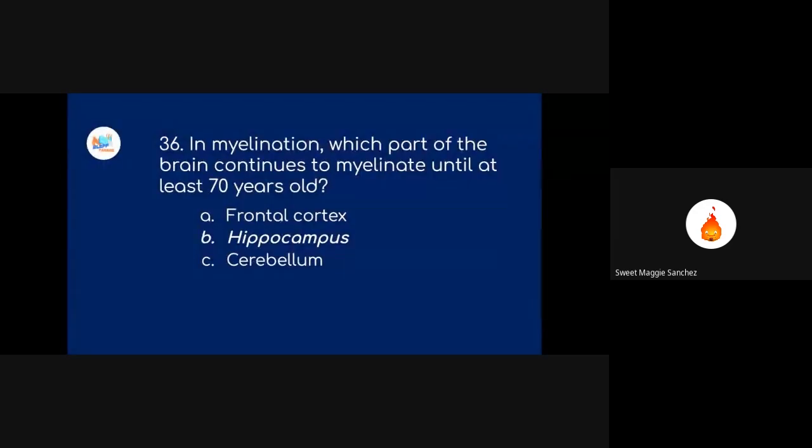Okay. So, number 36. In myelination, which part of the brain continues to myelinate until at least 70 years old? So, the correct answer is B, hippocampus. Dapat lang, kasi hippocampus is in charge with learning and memory. It needs the myelin sheath para makahelp siya assist sa mga neurons. So, if you have poor myelin, sluggish ang behavior. And you need that until you're 70 years old para you have better learning and memory.